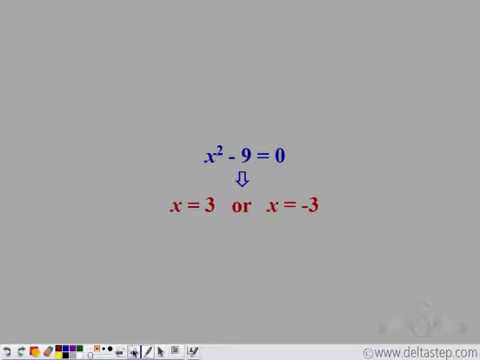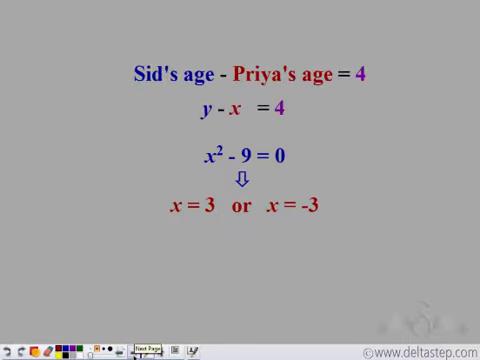Now, if you recall, this is the same equation that we had derived using the conditions for Sid's age and Priya's age. We had denoted Priya's age by variable x. Now, age cannot be negative. So, x is equal to negative 3 is ruled out. So we can say that Priya's age is equal to 3.